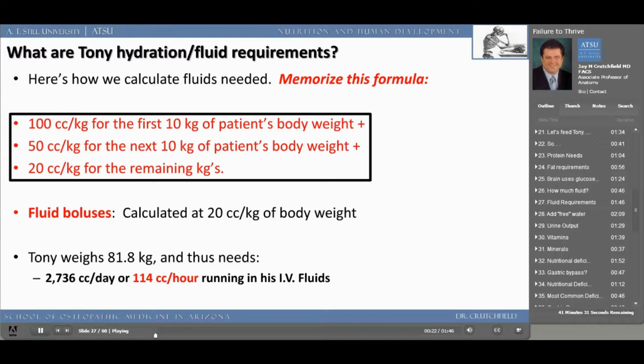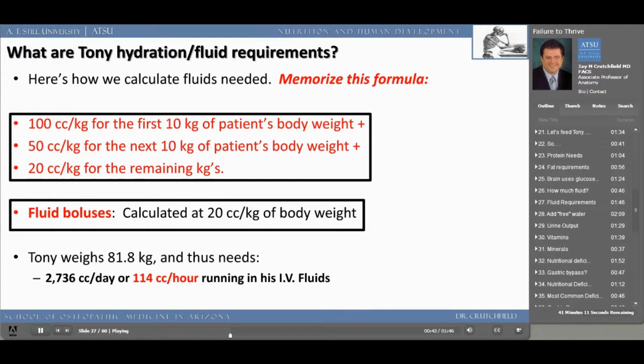100 cc's per kilogram for the first 10 kilograms of a patient's body weight. Added to that is 50 cc's per kilogram for the next 10 kilograms, and then 20 cc's per kilogram for the remaining. If we're going to give a fluid bolus, and you need to memorize this, a fluid bolus is usually calculated at 20 cc's per kilogram of body weight.